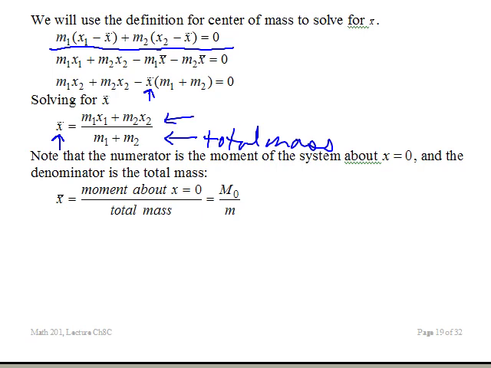m1x1 plus m2x2 is the moment about x equals 0. And so we've written that right here. X bar is the moment about x equals 0 divided by the total mass of the system.